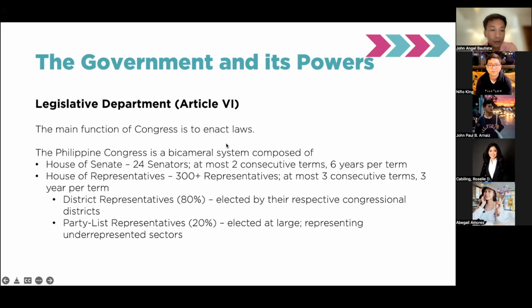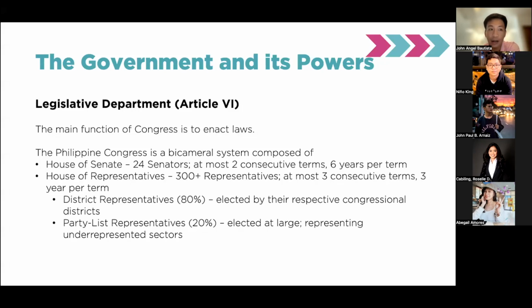Alright. So here, sa House of Representatives natin, meron tayong tinatawag na district representatives. Yun yung mga representatives na binoboto natin sa districts natin, no? In my case, in the second district of Pangasinan. There are 6 districts in Pangasinan, so we have 6 representatives in Pangasinan.